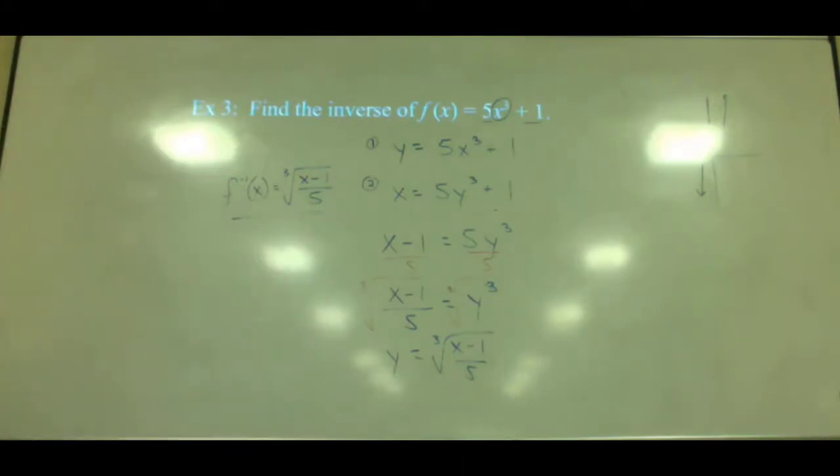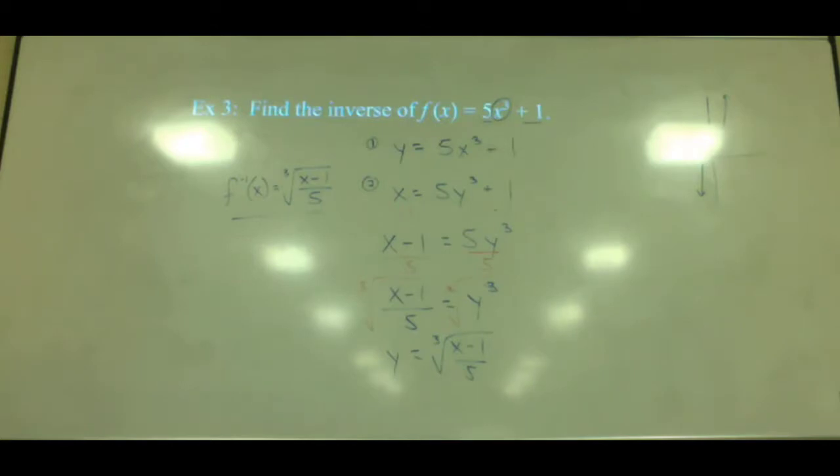Does anybody know why we don't have to put on the plus or minus? What's important about the fact that it's cubed? You remember how when you square things, it turns everything positive? When you cube things, that doesn't happen. If it's negative, it stays negative. If it's positive, it stays positive.